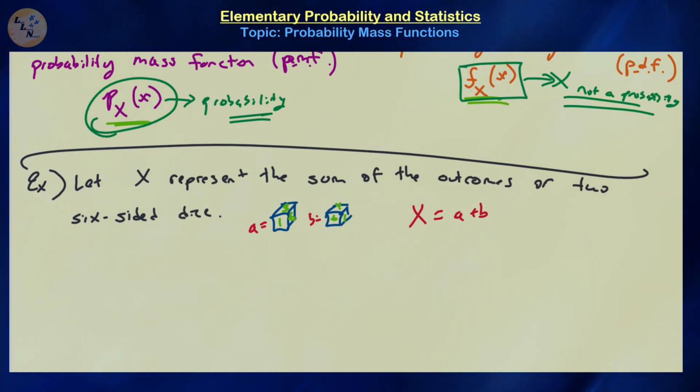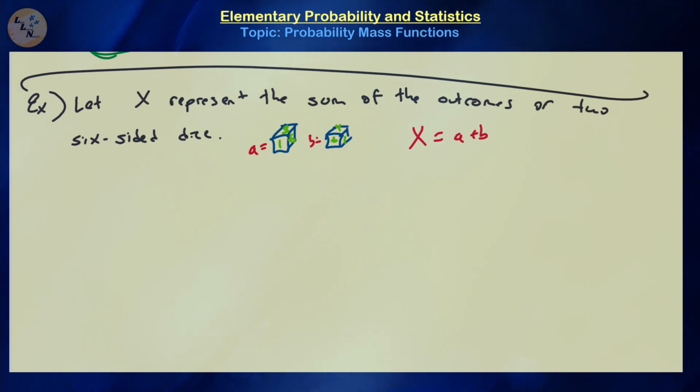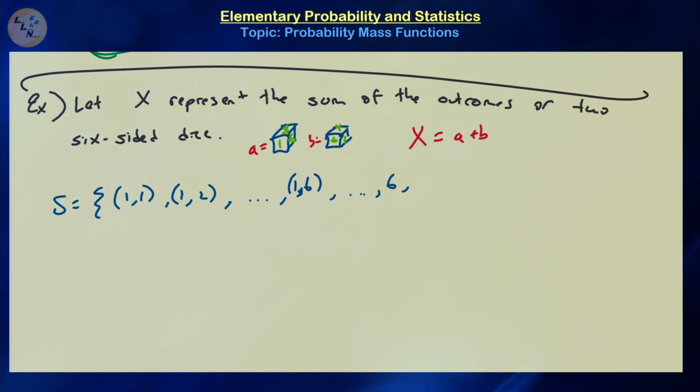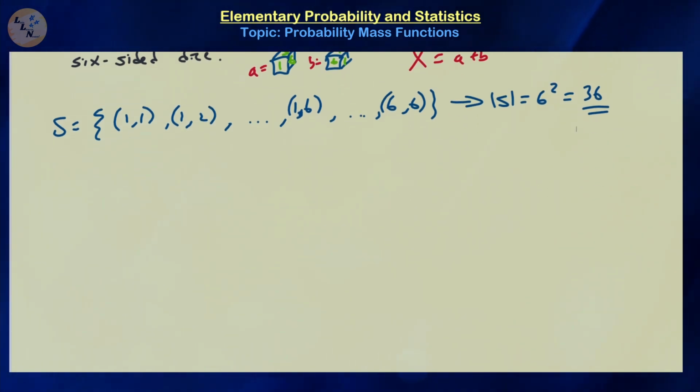So A can be anything from 1 to 6, B can be anything from 1 to 6, and X is going to represent the sum. Remember, we actually talked about the sample space for this type of experiment. So S consists of all the two-dimensional vectors (1,1), (1,2), all the way down to (1,6), all the way down to (6,6). We found that the size of the sample space was going to be equal to 6 squared, which is 36. We can find the event spaces associated with a sum of 2, 3, 4, 5, 6. I'm not going to go through that, but we're going to be using that information here.